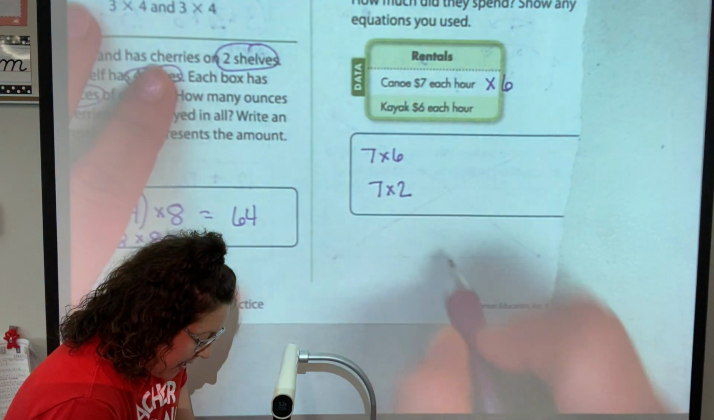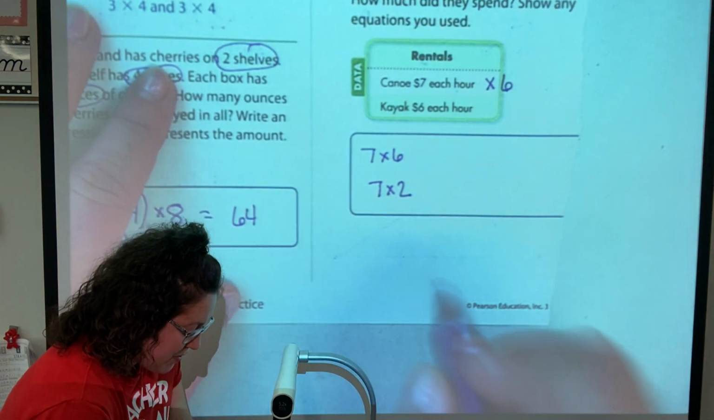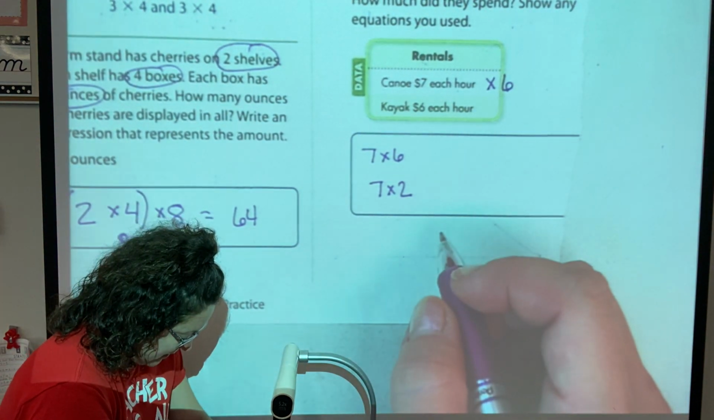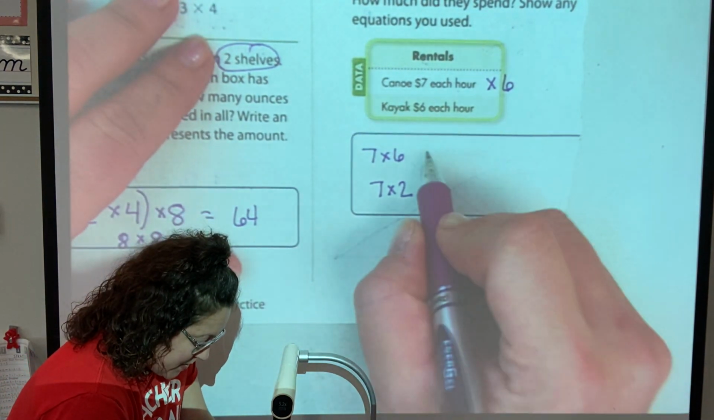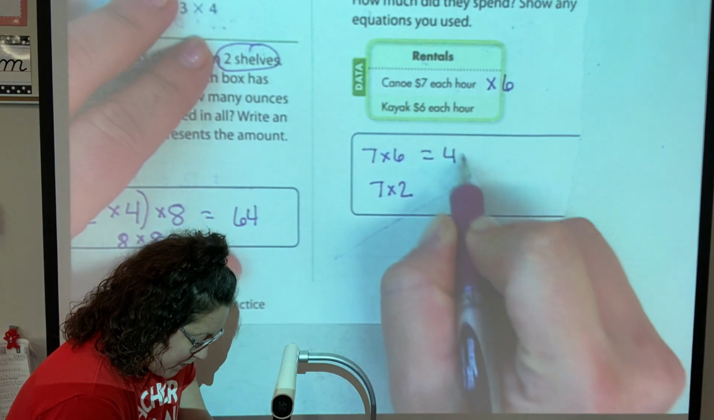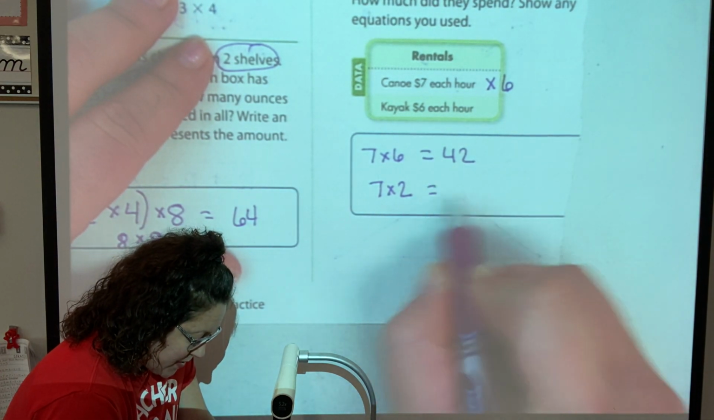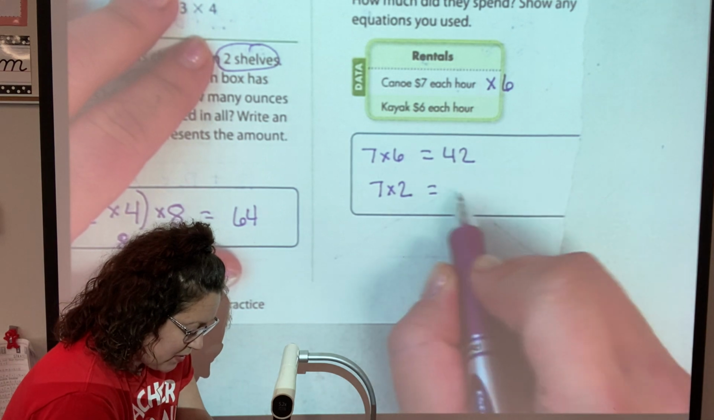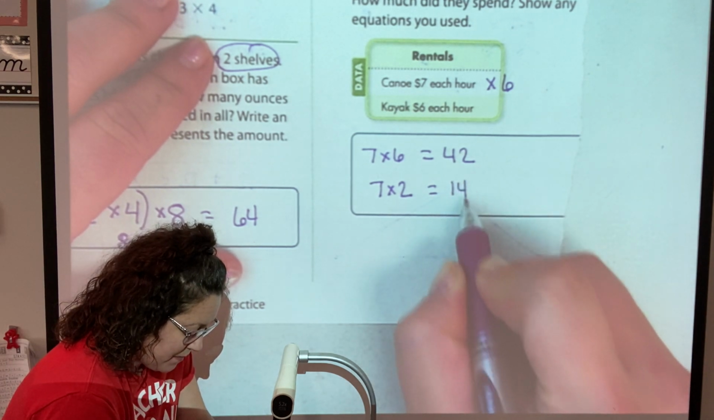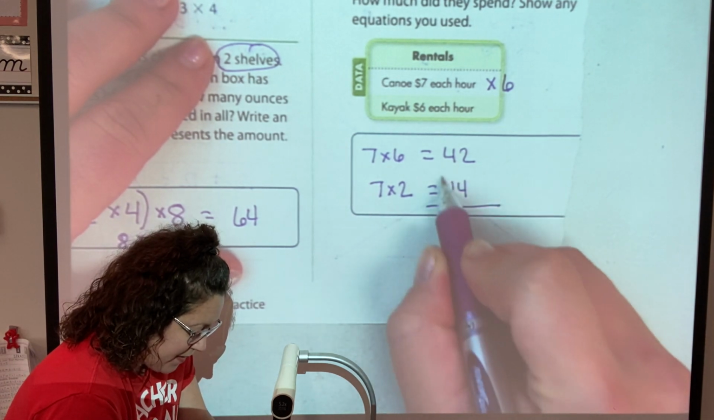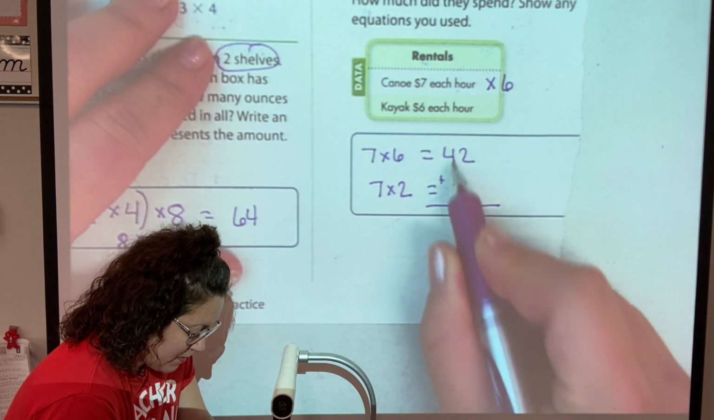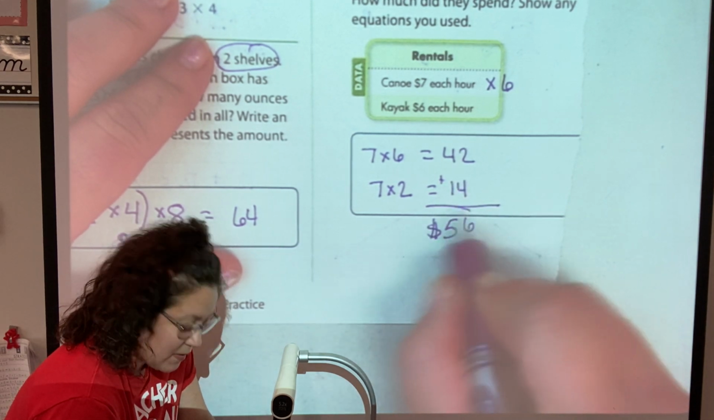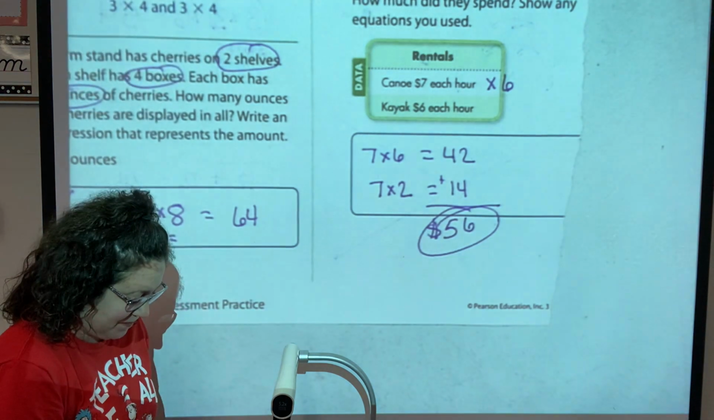So we're going to do 7 times 2 and 6, or 7 times 2 and 7 times 6. Okay? 7 times 6, that's 42. 7 times 2 is 14. You add them up together and you get $56. Okay?